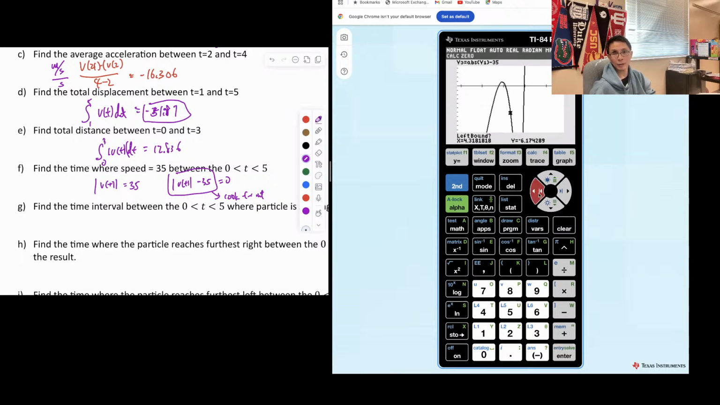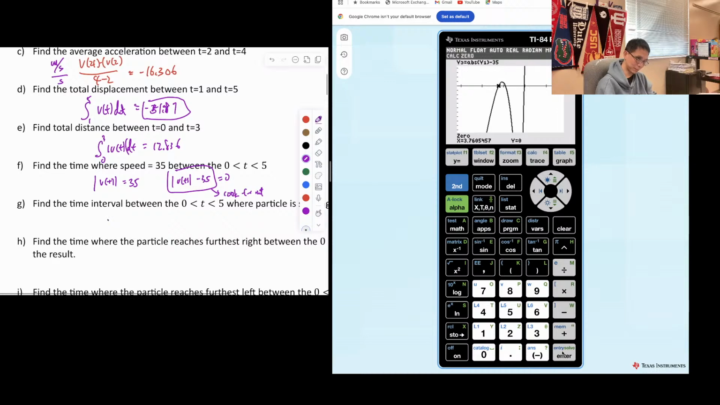Zeros. I'm going to go to the left of 0 and press enter. I go to the right of 0 and press enter. But they will say guess, and you're going to press enter again. So it's going to be 3.76. Does that make sense? Am I going too fast?